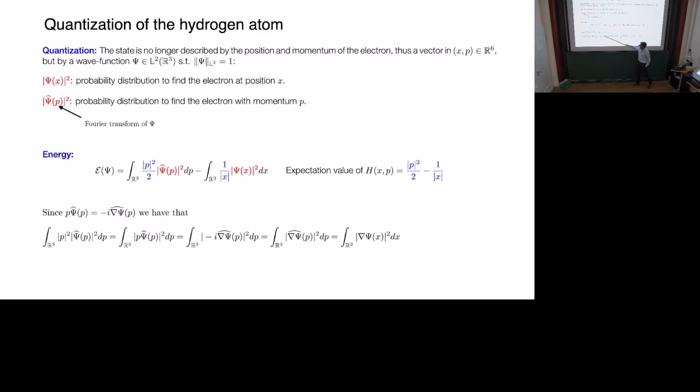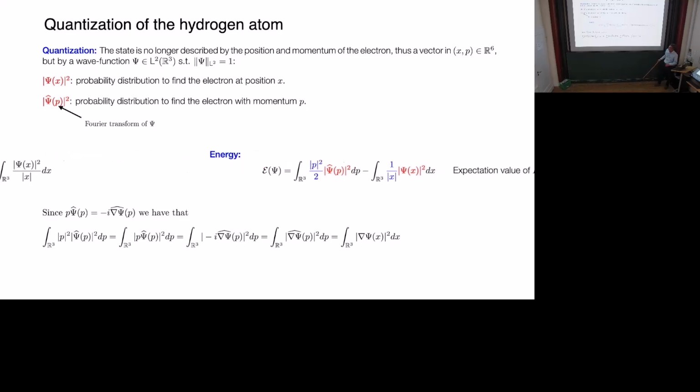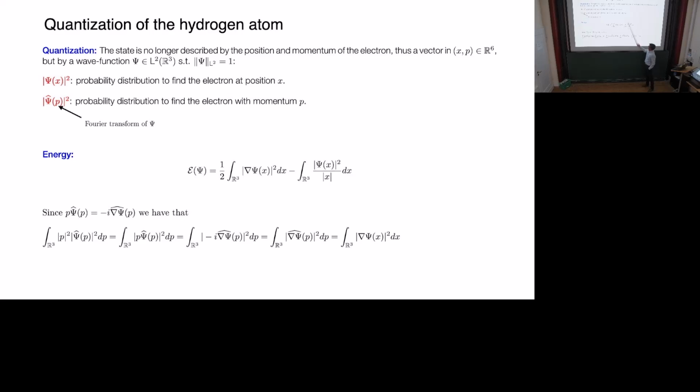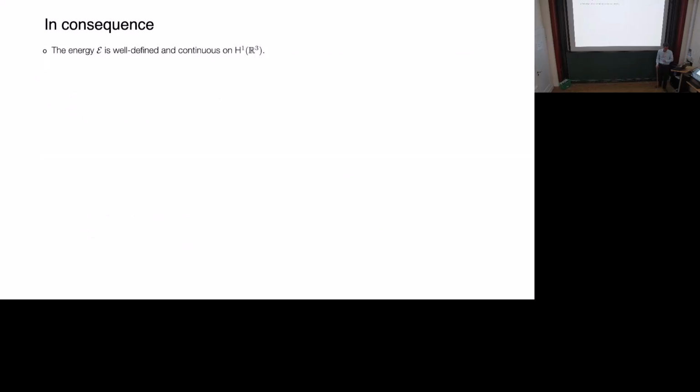Now I use this statement here. I don't care about the minus i inside the absolute value, so let's kick it out. In the end, you use that the Fourier transform is an isometry, so it has the same L2 norm, and I go back from Fourier space to the real-space psi function. Therefore I can write my energy in this form, and that's the form you have seen earlier this morning. This is the kinetic energy, and this is the potential energy. In consequence, if you have this model, the energy is well defined and continuous over H1 functions.